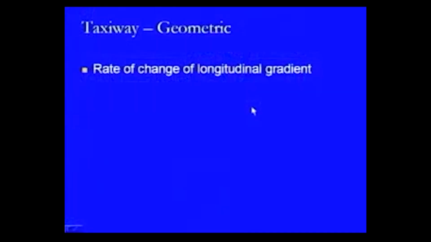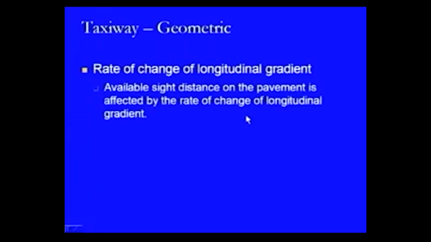Then another specific feature related to the longitudinal gradient is the rate of change of longitudinal gradient. This rate of change of longitudinal gradient is controlled by the side distance available, and in that sense what we can say is that the available side distance on the pavement is affected by the rate of change of longitudinal gradient. So, it is a vice versa condition between the two things.